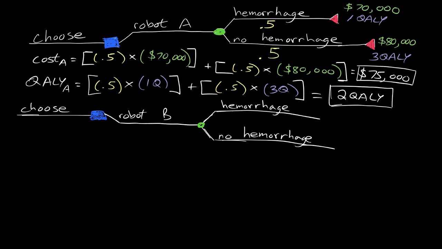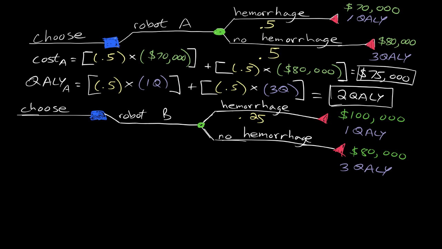Now you see it's symmetrical to the top robot. And I'll draw in the red terminal triangles, the outcomes here. So if you choose robot B and it has a hemorrhage, we're going to say that's $100,000. But if you choose robot B and there's no hemorrhage, that's $80,000. So again, these two costs are going to take a weighted average and roll back into a single cost. If you choose robot B and there's a hemorrhage, let's say there's one quality adjusted life year, but if there's no hemorrhage, we'll say that's three quality adjusted life years.